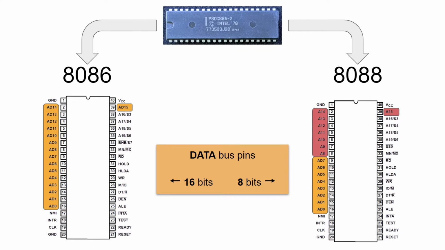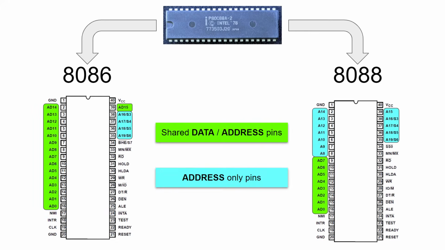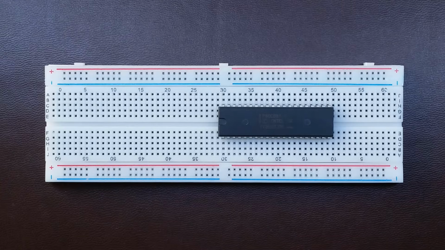The main difference is with pins 2 to 8 and 39. Both versions of the processor, in contrast to the 6502 or the Z80, share the same pins for the address and the data buses. We'll talk about it in more detail later. But while the 8086 uses 16 pins for data, AD0 to AD15, the 8088 uses only 8 pins for data transfers. Enough talking, let's start building.